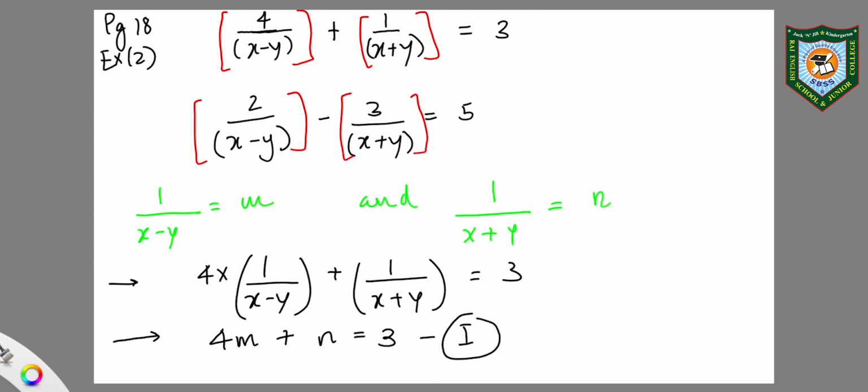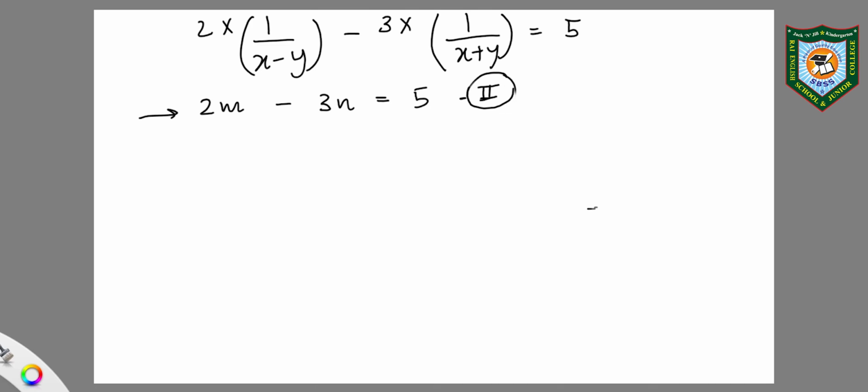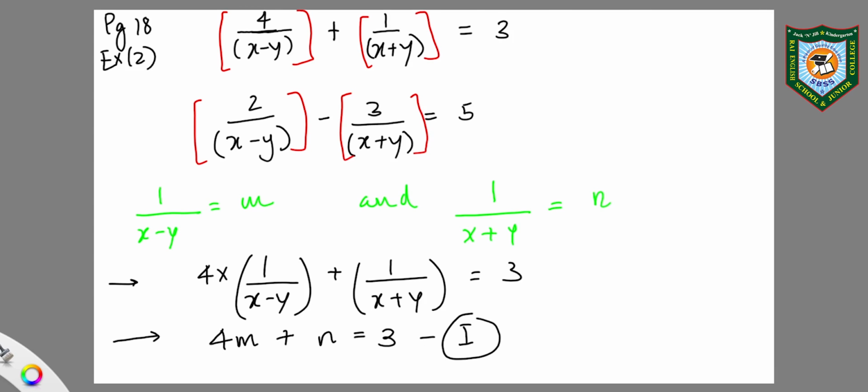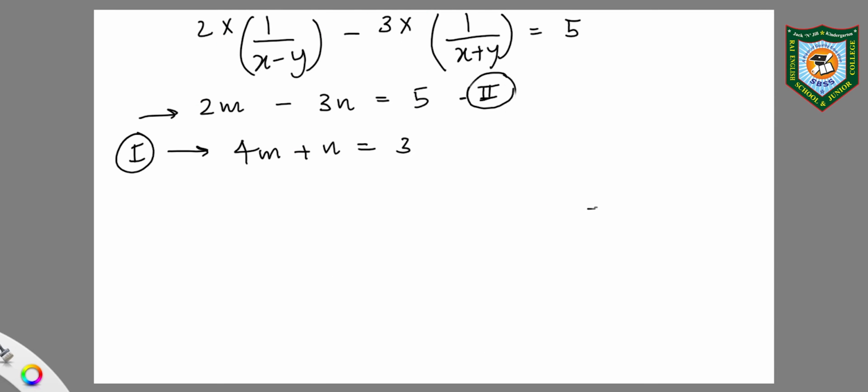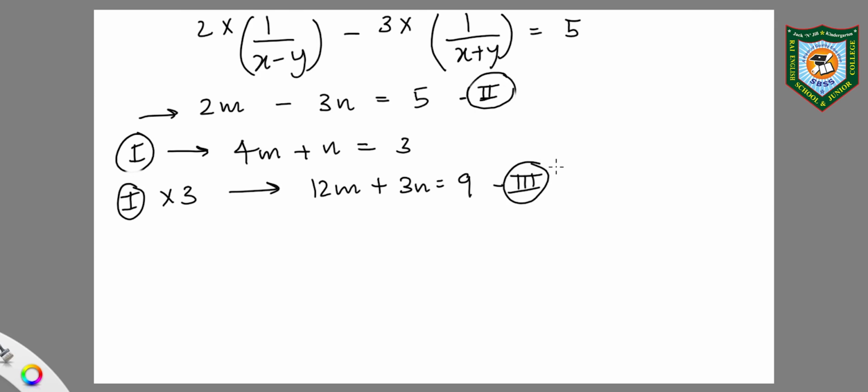Now once I have both these equations, all I have to do is eliminate one of them. My equation number 1 was 4m plus n is equals to 3. So I'll be multiplying equation number 1 with 3. That gives me 12m plus 3n is equals to 9, which I'll call equation number 3, and I'll add 3 and 2.